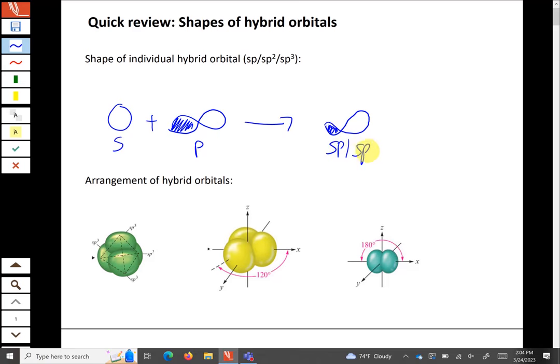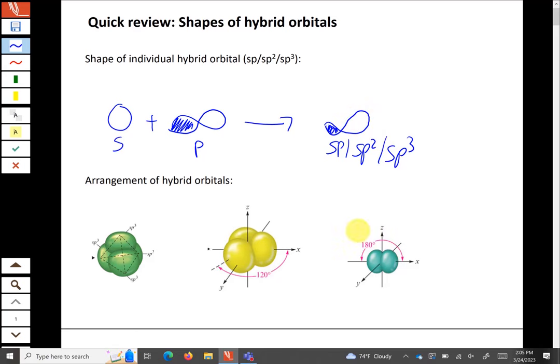The shapes of the lobes would be more or less uneven depending on whether it's sp, sp2, or sp3. We don't really expect you to know that difference. Just know that they all have approximately the same shape: one big lobe, one small lobe. And this would be the one that would overlap with other atoms to form bonds.